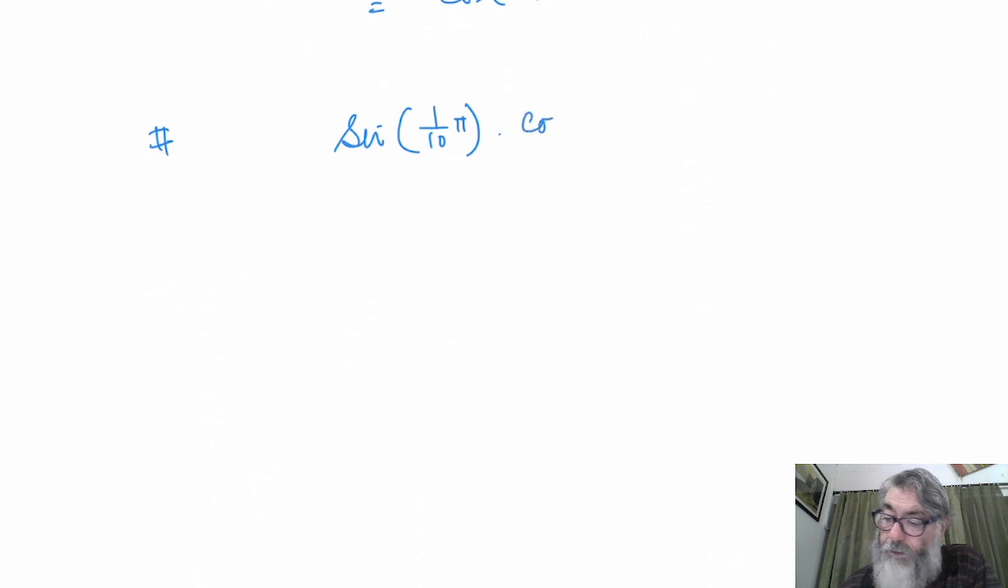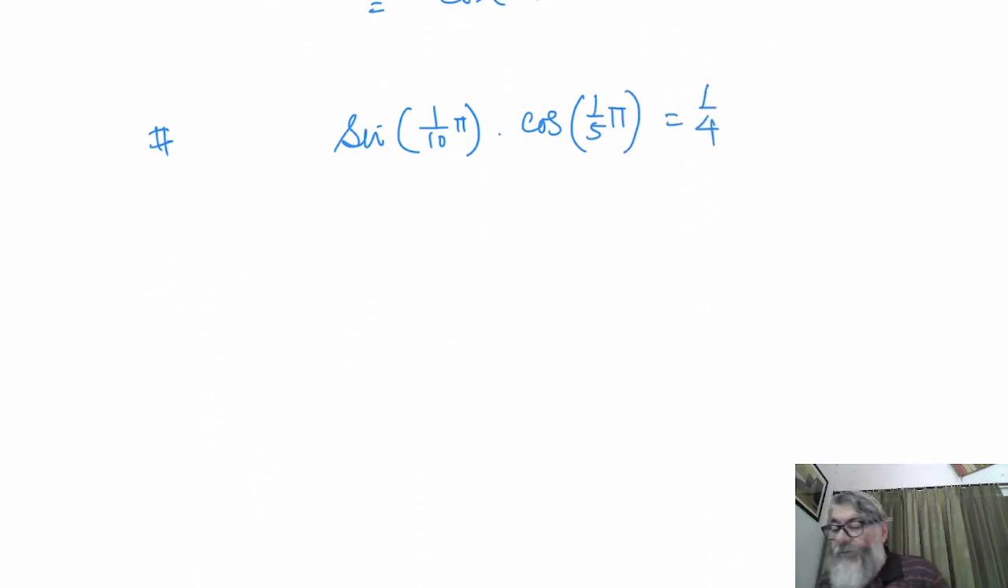These are all questions based on the special angles. Like sine π/10 into cos π/5 is equal to 1/4. You see, sometimes children find it difficult to imagine in terms of pi. It is very simple. Convert them into degrees.